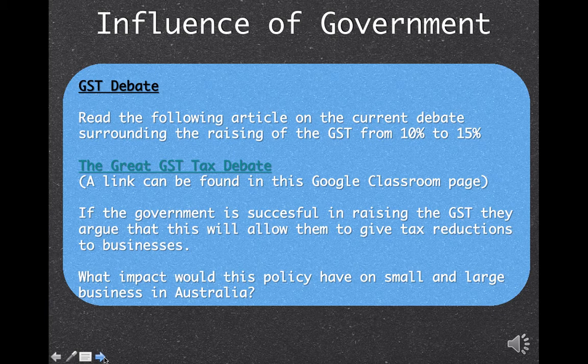It's a fantastic link to read. It tells you all about the debate. If they're successful in doing that, the government is saying that they could give tax reductions to businesses. That reduces the company tax rate from 30% to say 28.5%. That would have a big impact, hopefully, on businesses. What impact do you think this policy would have on small and large businesses in Australia? How would it benefit them?